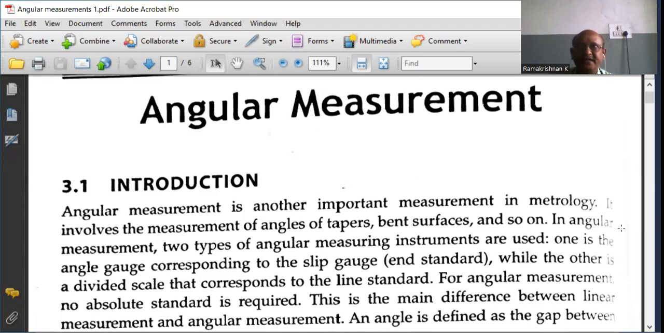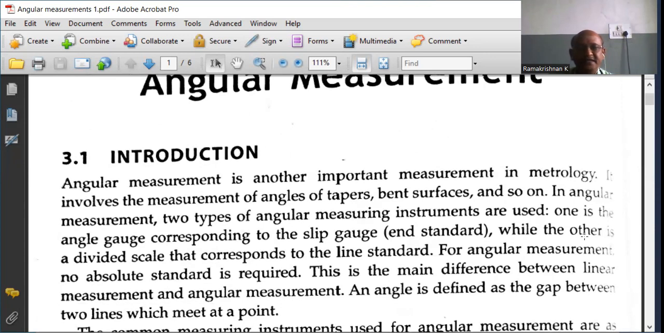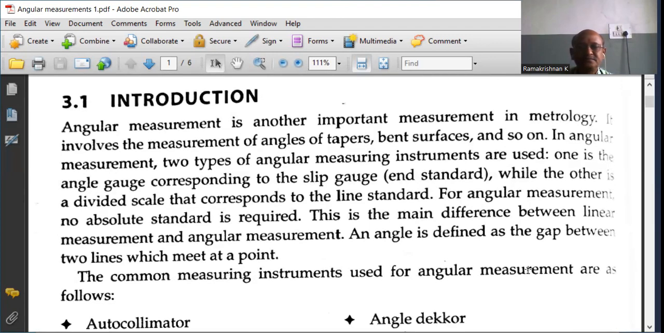There are two measurement standards used. One is the angle gauge, which corresponds to the slip gauge, that is considered as an end standard, and another is the line standard. In the line standard, we make use of a scale calibrated with angular markings, so it is considered a line standard. For angular measurement, no absolute standard is required. This is the main difference between linear measurement and angular measurement.